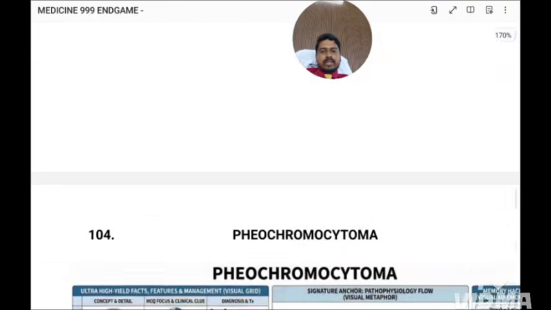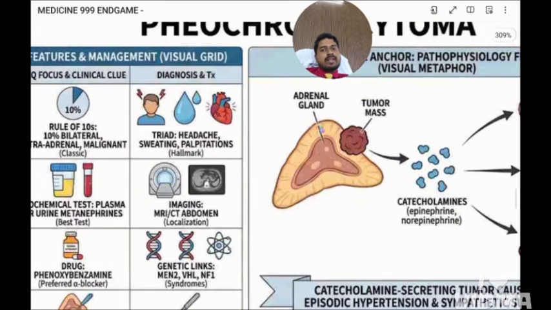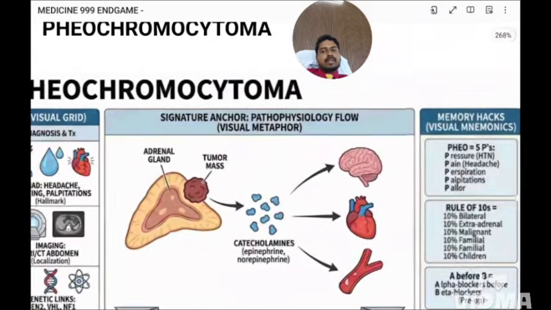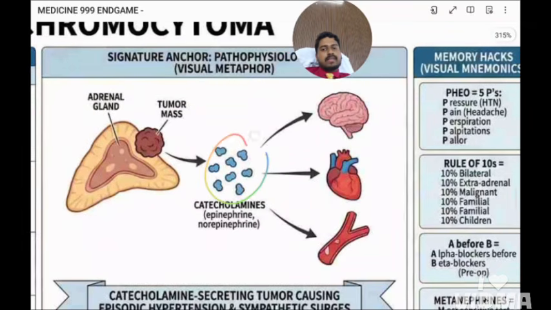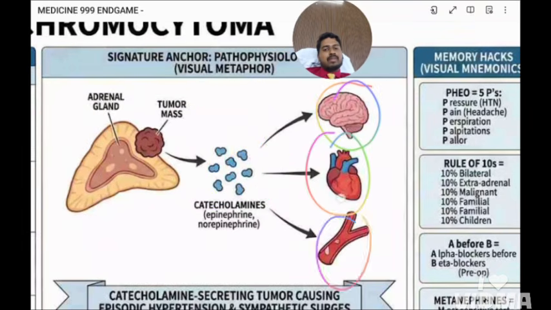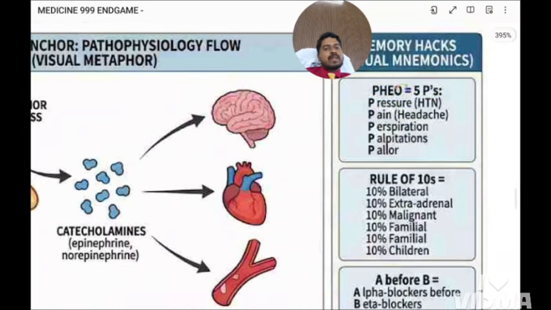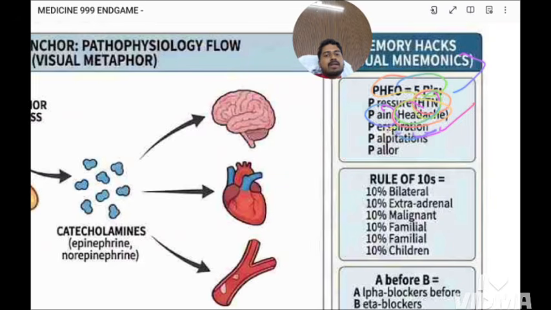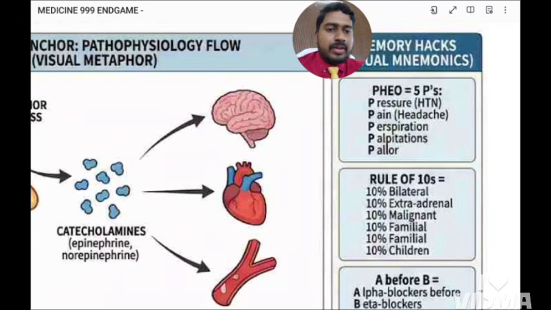Yes, we'll go on to the next topic, that is pheochromocytoma. Earlier we had seen the adrenal gland cortex, so now we are going to see the adrenal gland medulla. Basically it's a tumor in the adrenal gland medulla which increases secretion of the catecholamines, epinephrine and norepinephrine, which have effects on the brain, blood vessels, and the heart. So what are the 5 P's of pheochromocytoma? One is pressure, that is hypertension; pain, that is headache; perspiration, that is sweating; palpitations, and pallor. These are the 5 P's of pheochromocytoma.